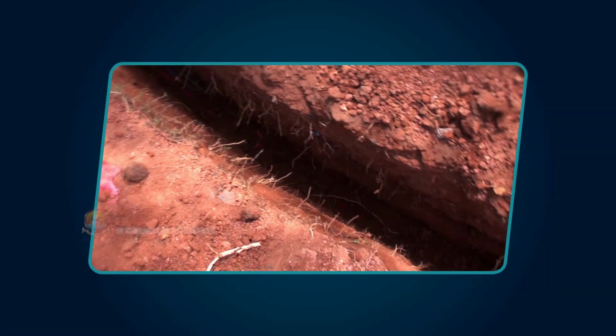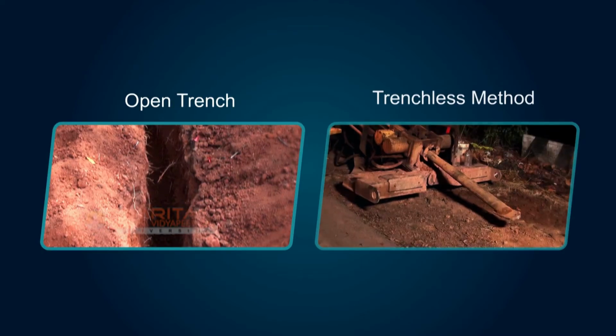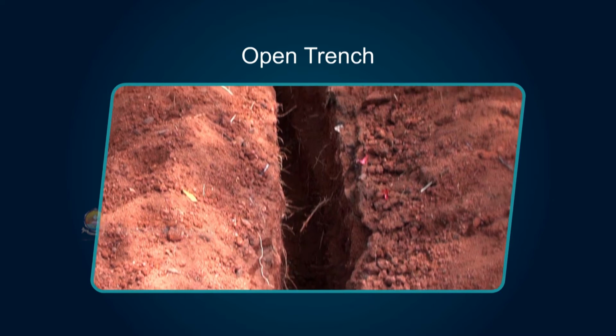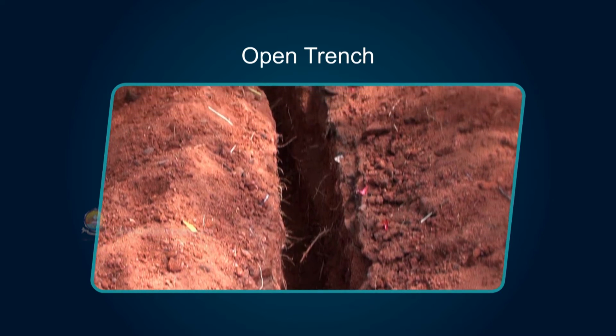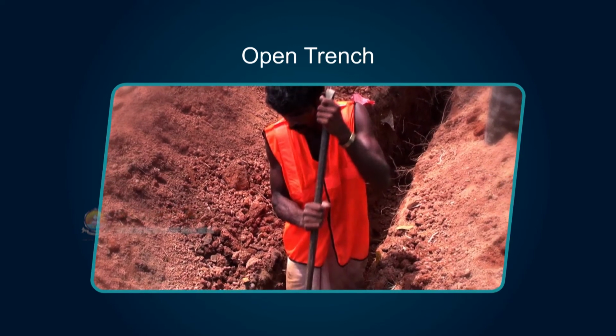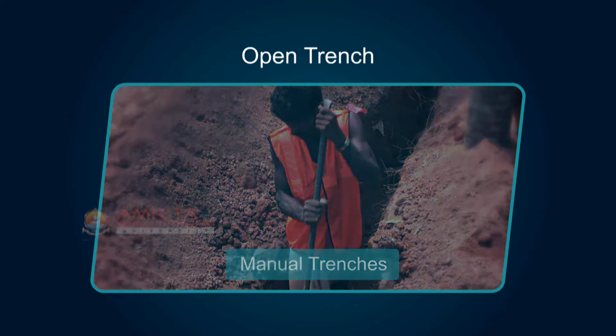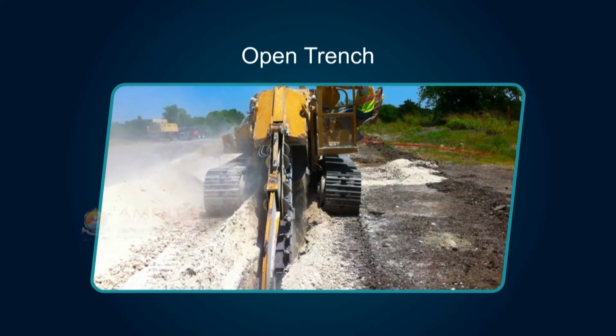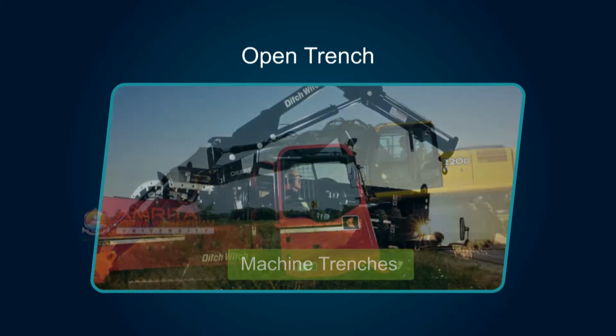There are generally two types of trenching methods: open trench and trenchless method. Open trench. A trench made on the ground by digging is called an open trench. Trenches made manually using manual boring tools are called manual trenches. Trenches made using machines like a trencher or excavator are called machine trenches.